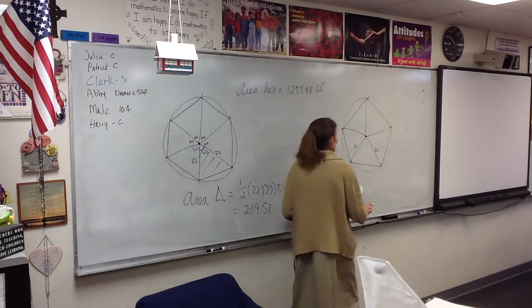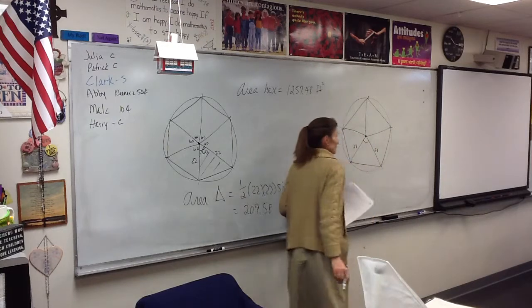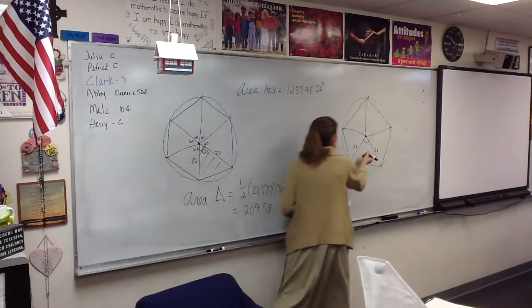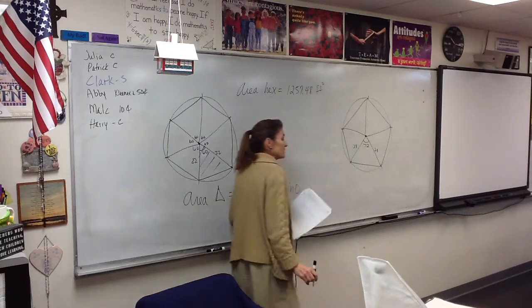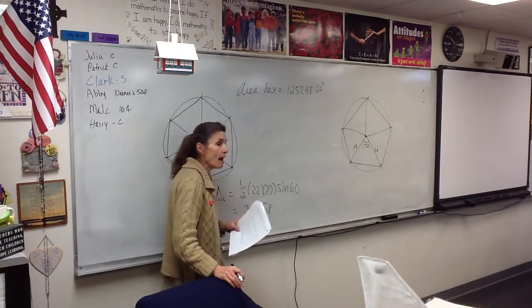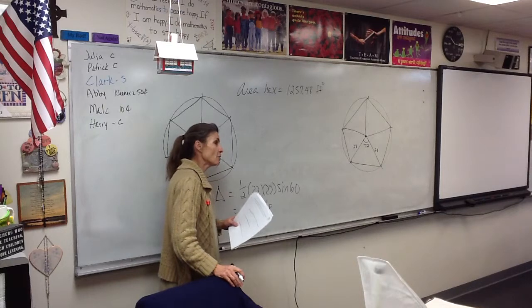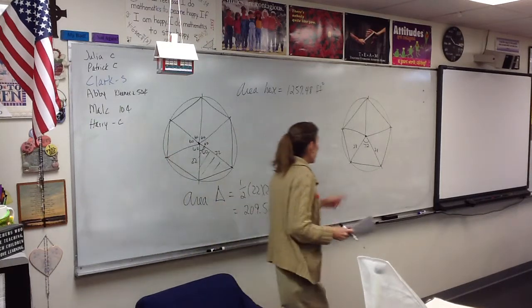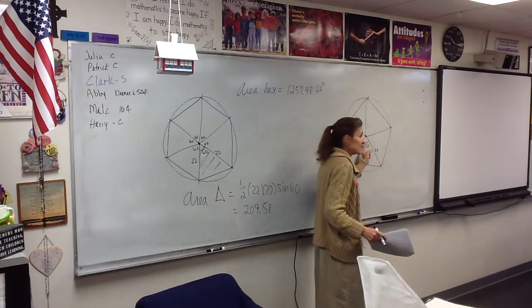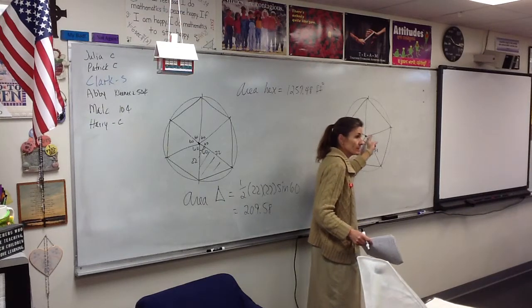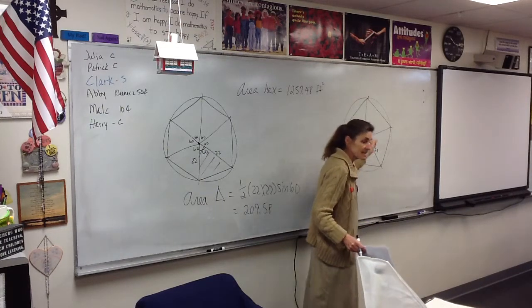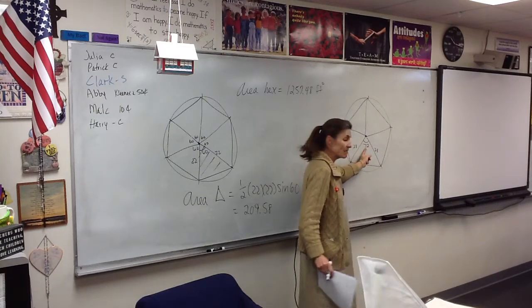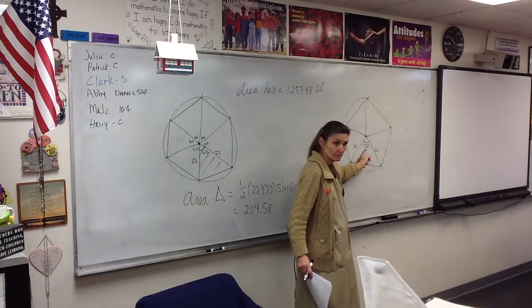I really need this angle. 72. Some of you have already calculated that angle, 72. How do I know that angle is 72? You are exactly right. There are 5 of them making up a circle. 360 divided by 5. That's a 72-degree angle.